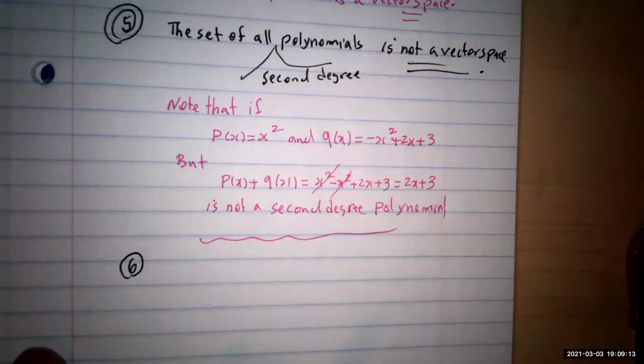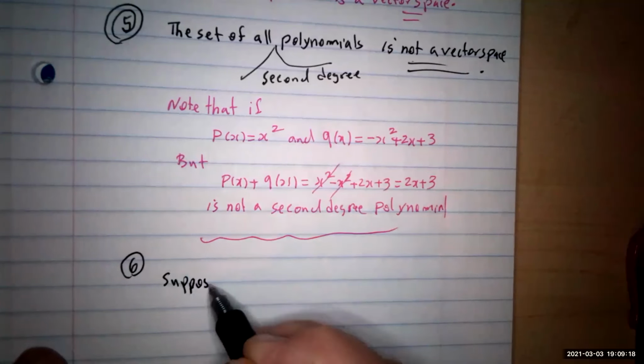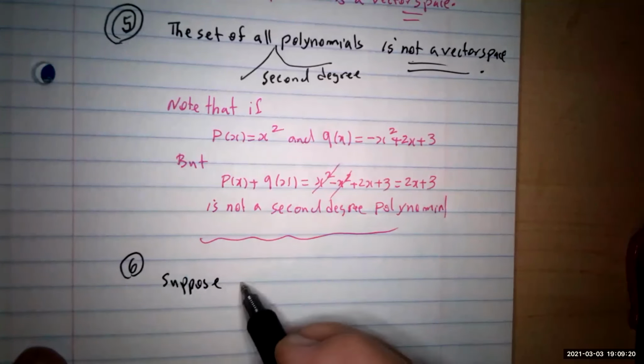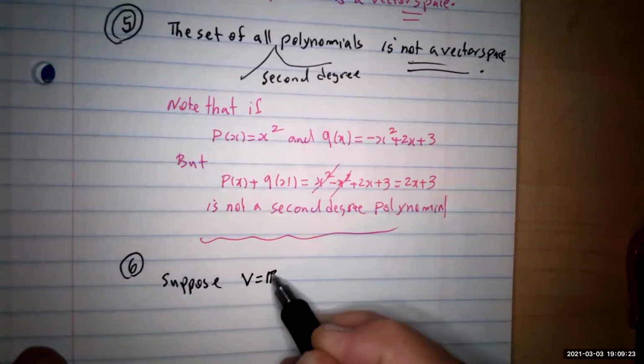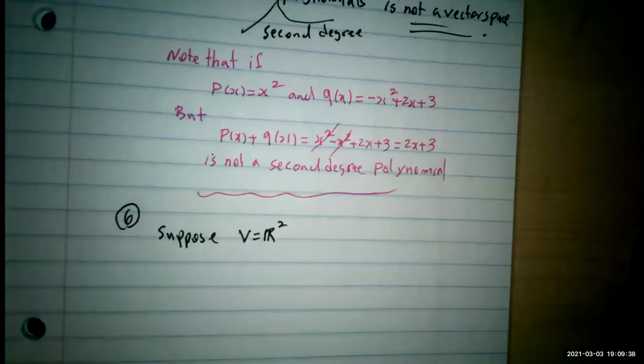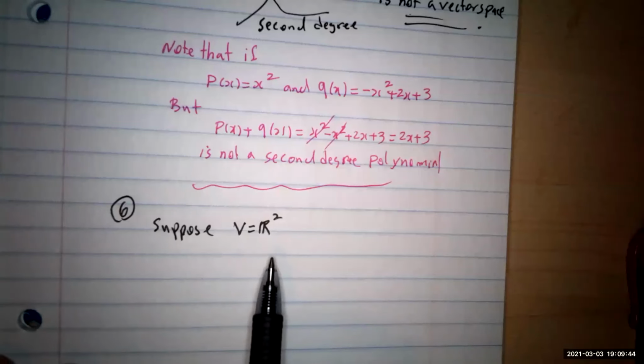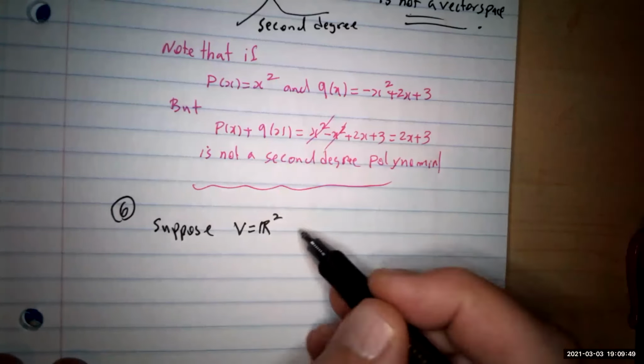Suppose we introduce V equal to R2, two-dimensional. With the usual operations, if you add two vectors by adding the coordinates, it's going to be a vector space. But sometimes they may introduce a new operation on it. So suppose V equal to R squared, with the following operation.